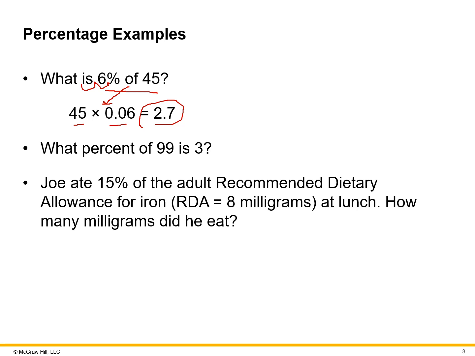All right, so here's our example here. Joe ate 15% of the adult recommended dietary allowance of iron. So it was recommended to have 8 milligrams at lunch. So then how many milligrams did he actually end up eating? So again, he ate 15% of 8, so we're going to multiply that. So you can work on those sample calculations, see if you can come up with the right answer.